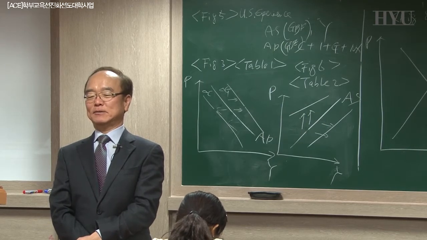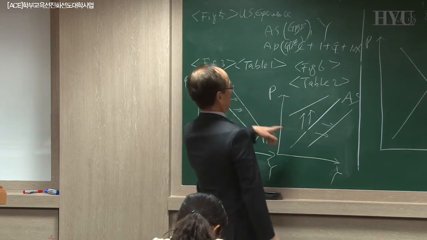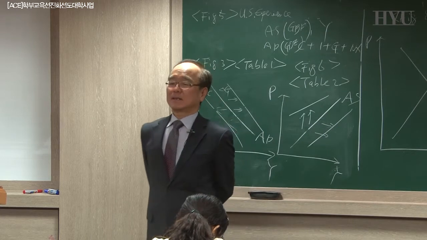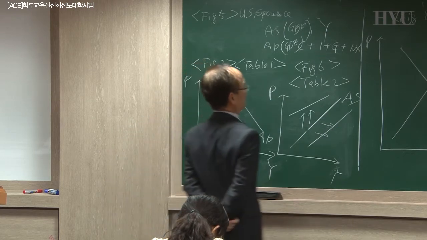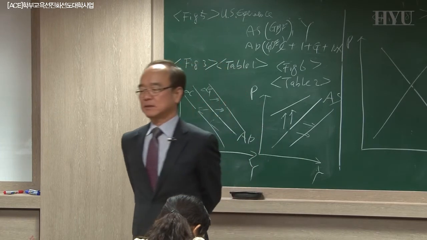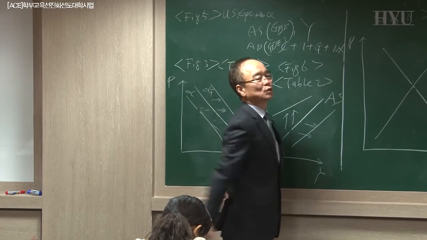As interest rate falls down, what happens? Investment goes up. This will move in that direction. That's basically monetary policy. Another one is that government can affect the aggregate supply curve too.